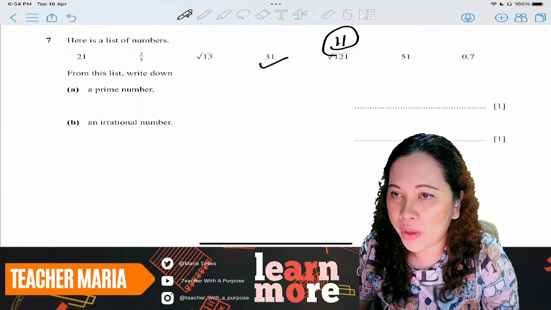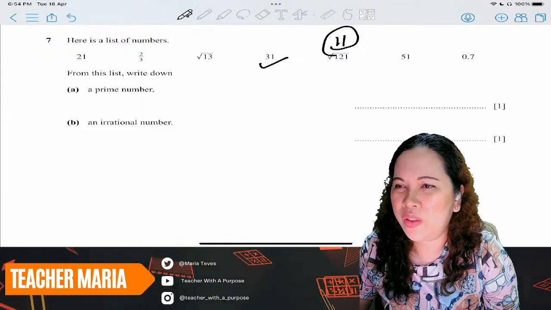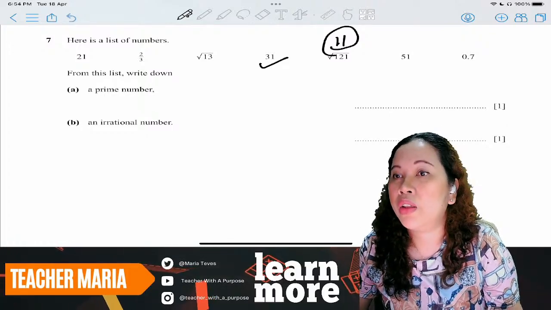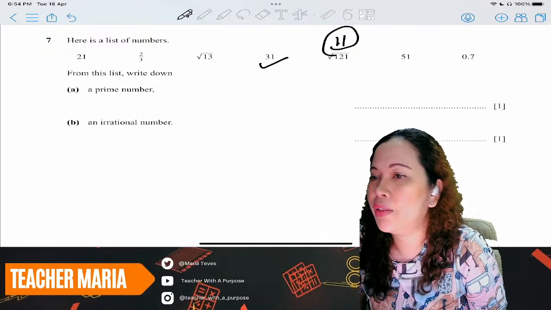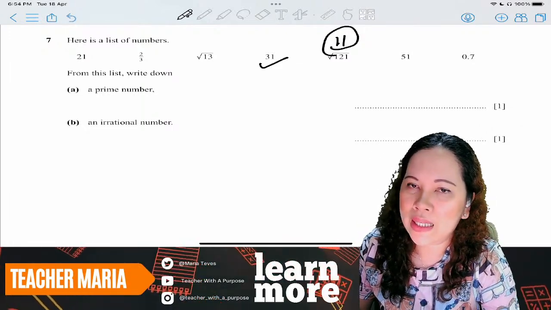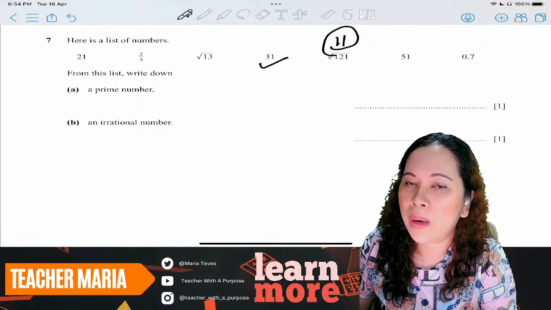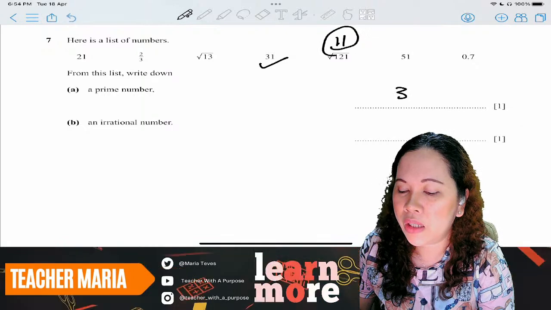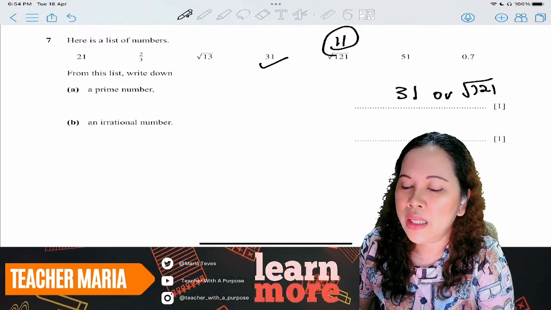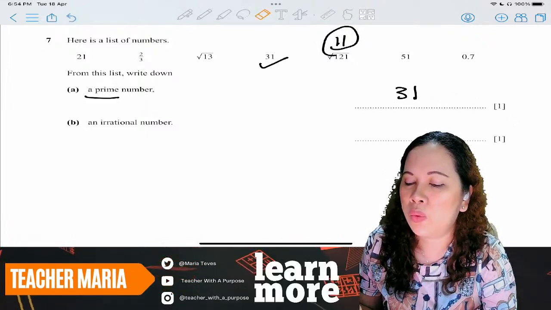51 is not a prime because it is divisible by, what do you think? It could be divisible by 3. Is it divisible by 3? And 0.7 as well is not a prime because it's a decimal number. So therefore, for a prime number, you can have 31 or you can have square root of 121. Since it's only asking for a prime number, you can just write 31.